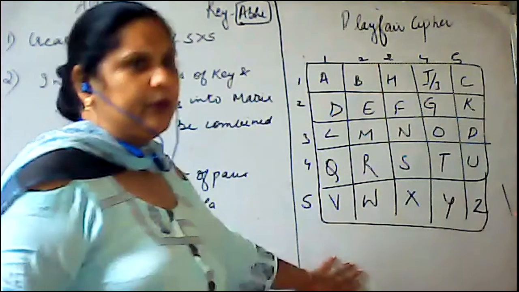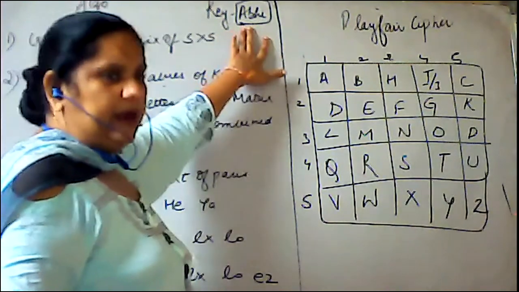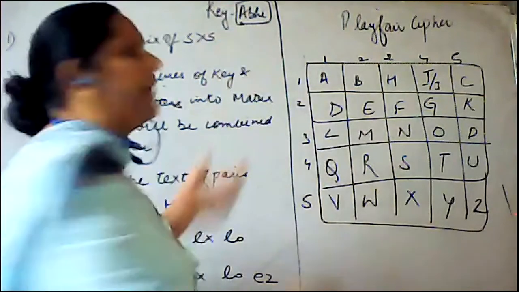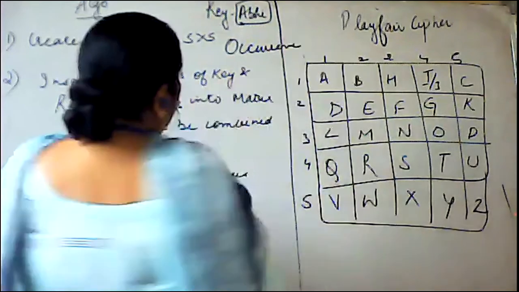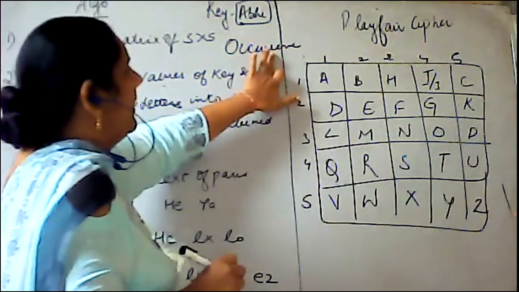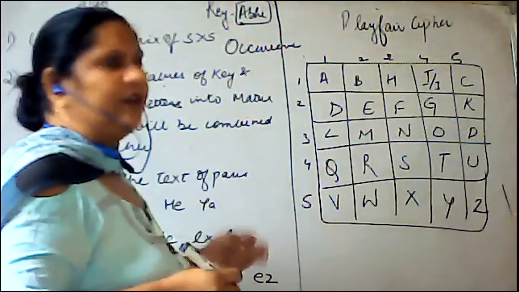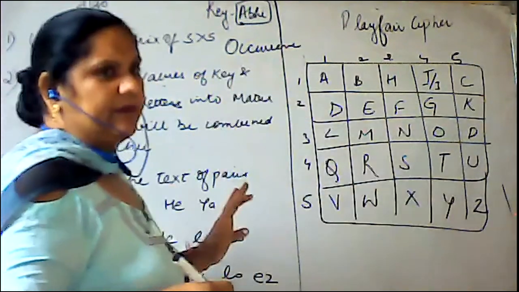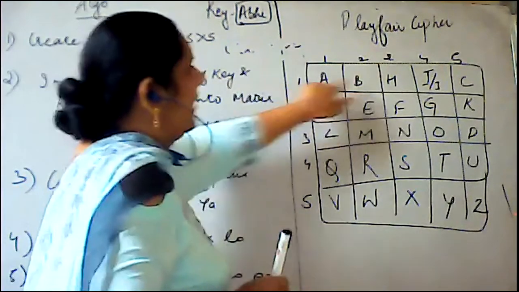This is our step number 2. I repeat. First of all, substitute the key Abhi. Sometimes in the key we have some words, like for example, the word occurrence. Now C is repeating, R is repeating, E is repeating. So you will not repeat the alphabets. You will simply put it once.